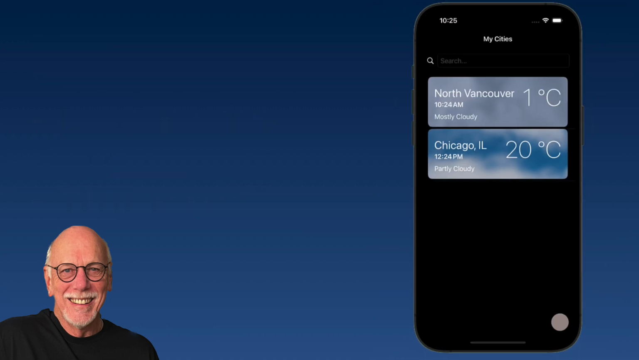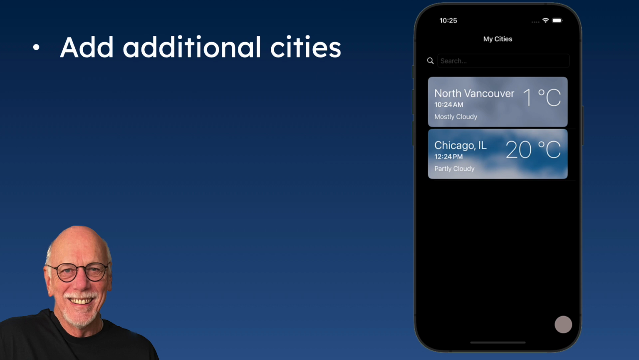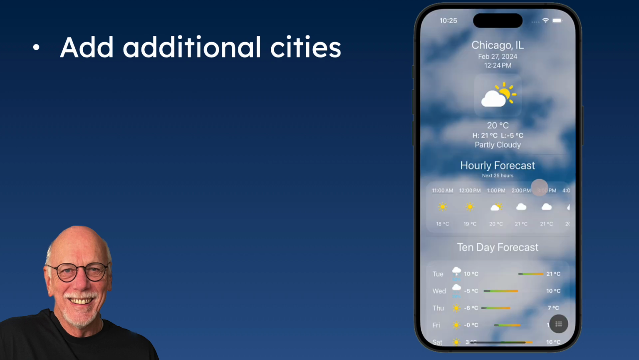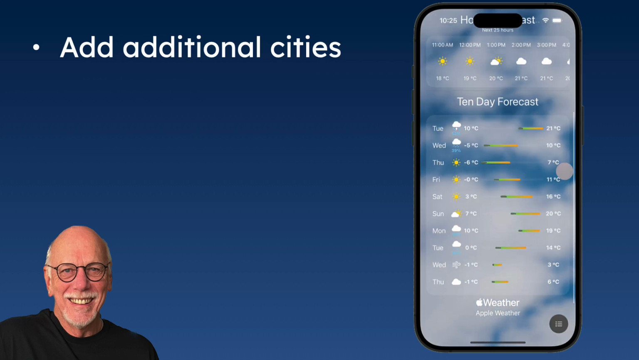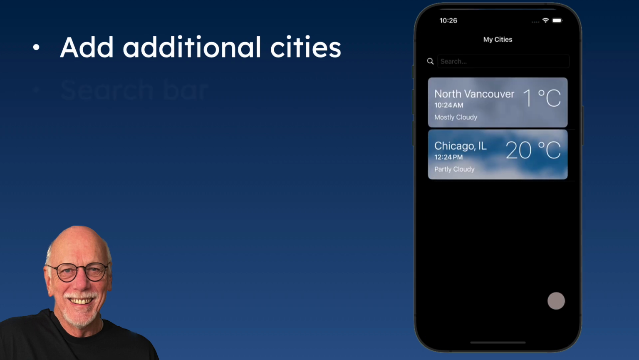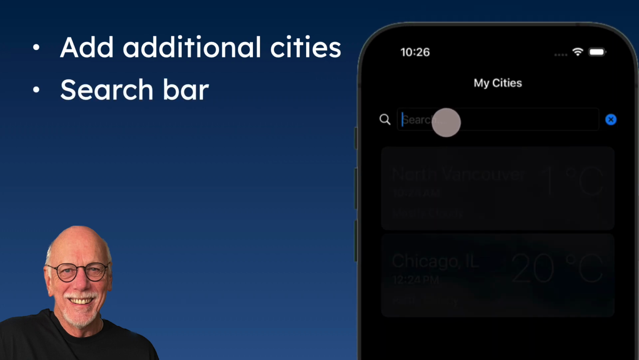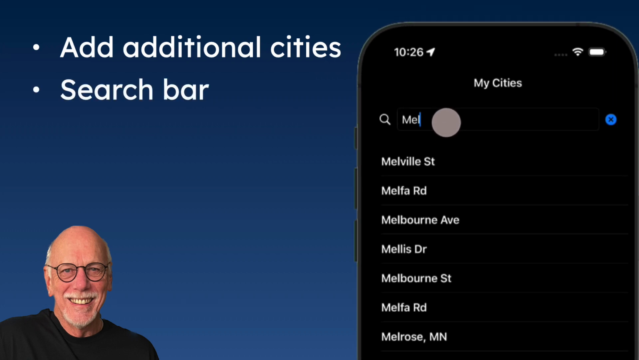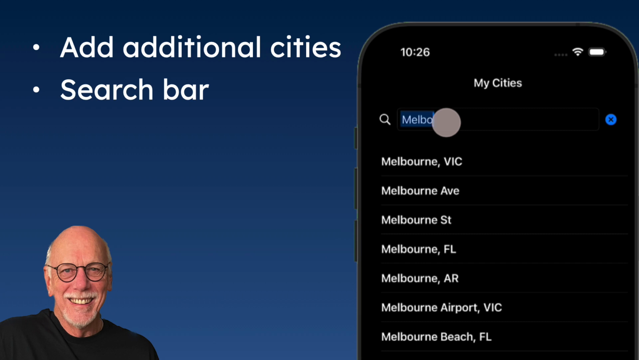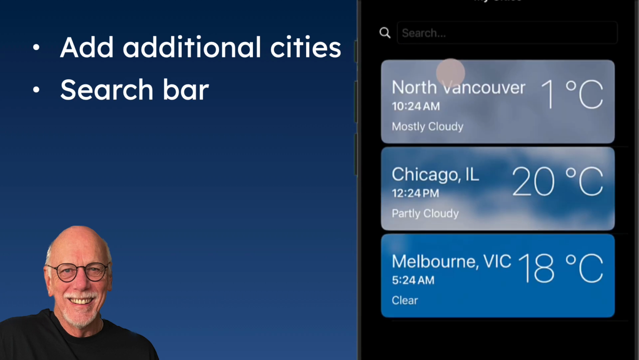I can check out other cities, and it looks like I have Chicago in the list right now, and it's 12:24 there, partly cloudy, and a balmy temperature of 20 degrees. Let me check out its forecast. Looks like it's going to be cooling down there. Let me add another city in another part of the world. I can use the search bar to search for and locate, say, Melbourne in the state of Victoria in Australia. It's 5:24 a.m. there, clear and 18 degrees.